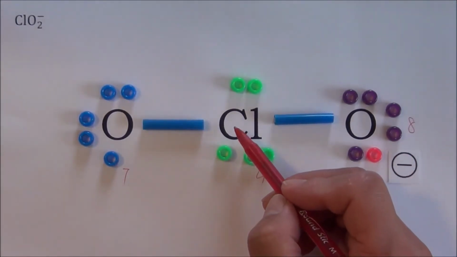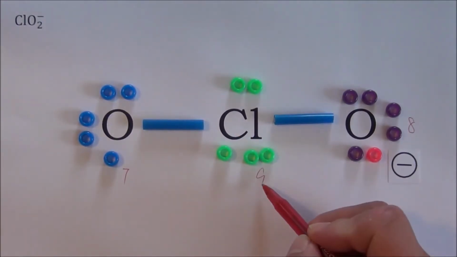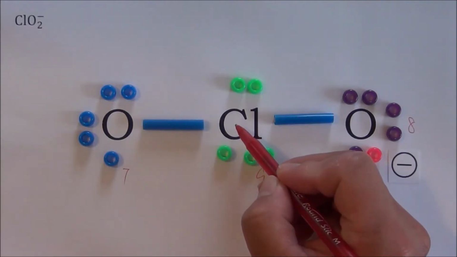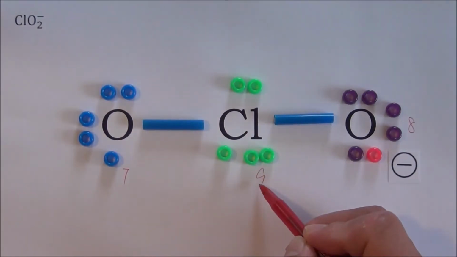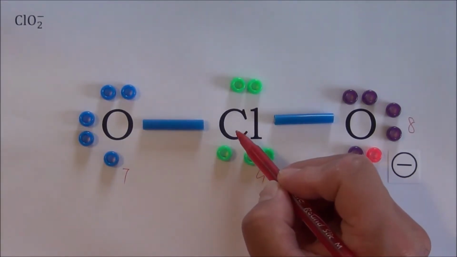Let's check the chlorine atom in the center. It has more than 8 electrons, but remember, the valence shell of the chlorine atom is the n equals 3 shell. Therefore, it can have more than 8 electrons, which we call an extended octet. So, 9 octet electrons is good for the chlorine atom.